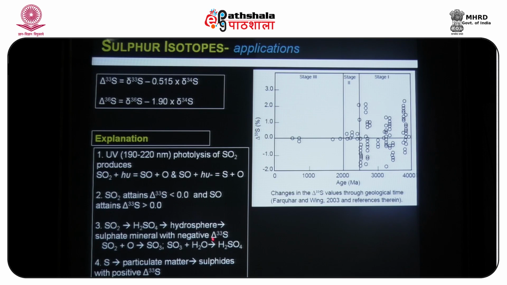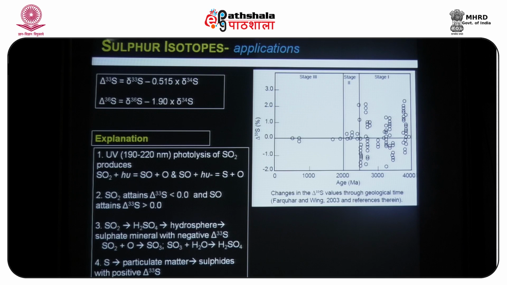And in the hydrosphere, these sulfates or the sulfidic acids, whatever form they are, can form sulfate minerals, for example barite, whereas the particulate sulfur produced by these photolysis reactions may again come down to the earth's surface and be a part of the sulfide minerals. So, the sulfide minerals are expected to carry positive values, whereas the sulfates which are formed from the sulfur dioxide are expected to carry a negative cap delta 33S value.